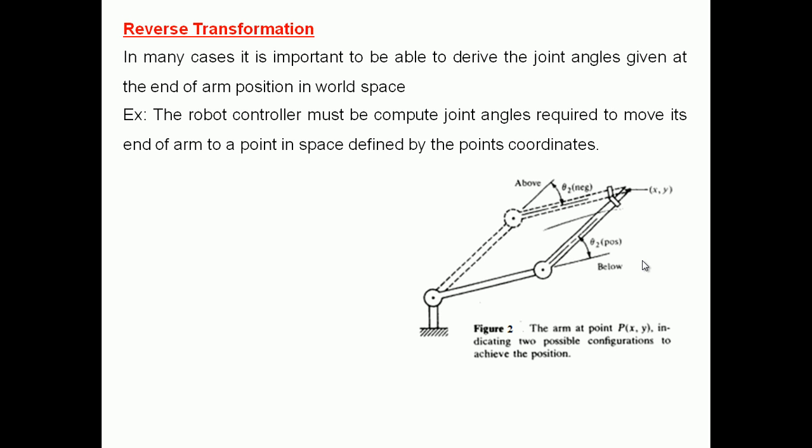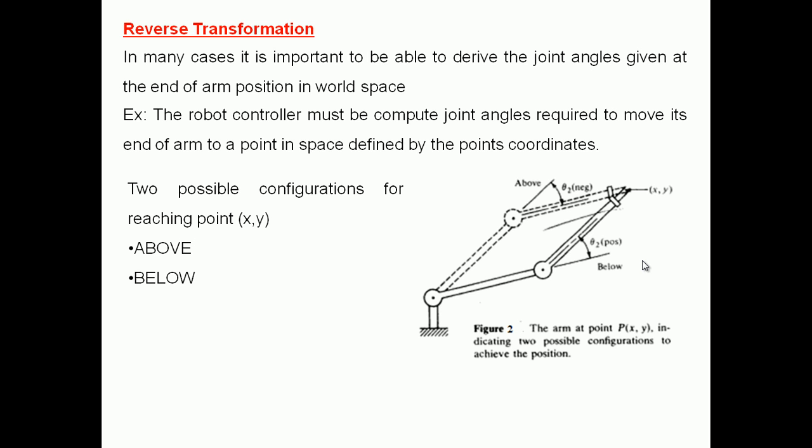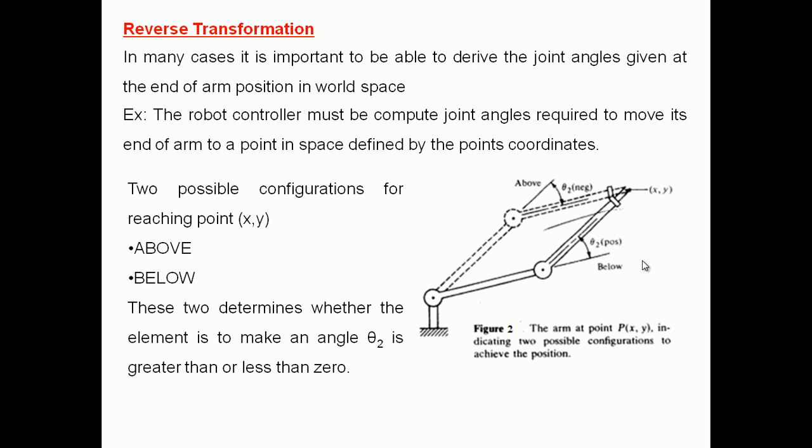So consider the same figure. To calculate the reverse transformation, there are only two possible ways. You can see the two possible configurations for reaching point x comma y. One is above, another one is below. The arm at point P x comma y indicates two possible configurations to achieve the position. These two determine whether the elbow makes an angle theta 2 greater than or less than 0.